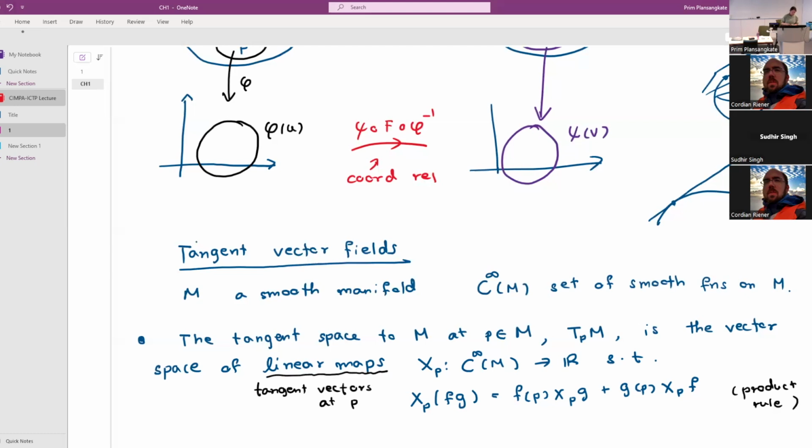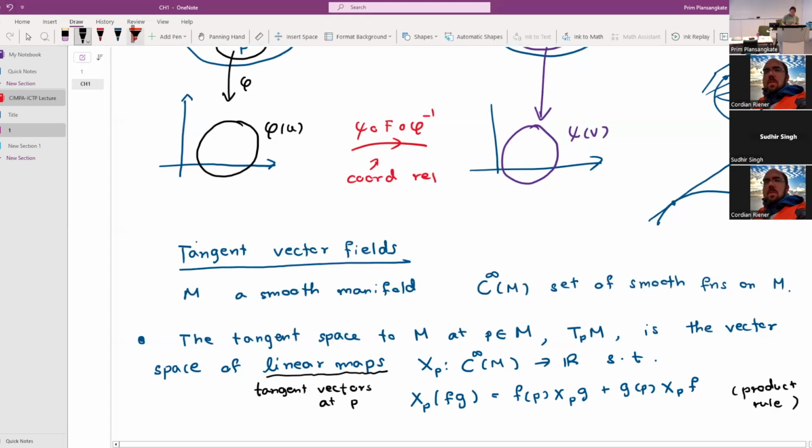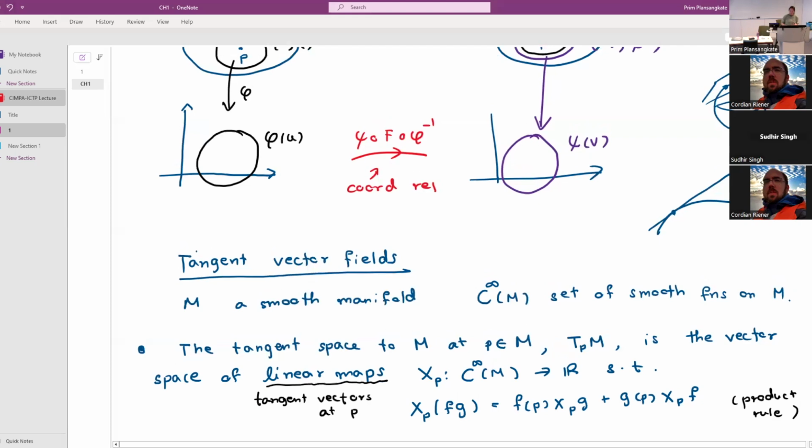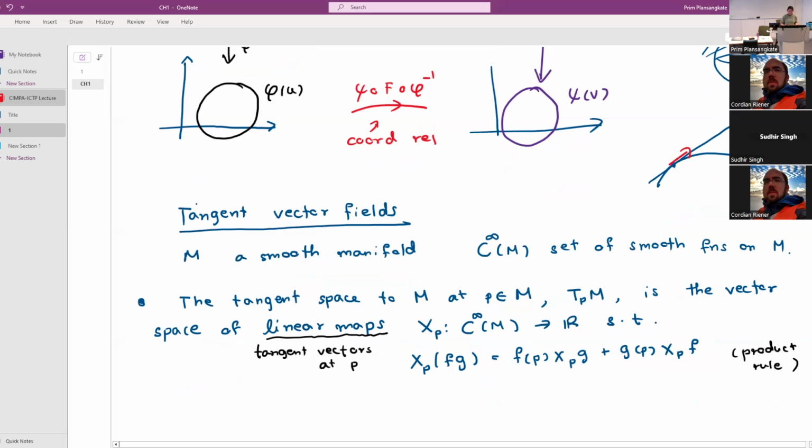In fact, it can be shown that for manifolds like curves and surfaces in R3, there is a way to identify these tangent vectors defined like this with the usual tangent vector that you would think of in calculus, like the vector that is tangent to the line, for example. But this is a definition that we can use with any abstract manifold.